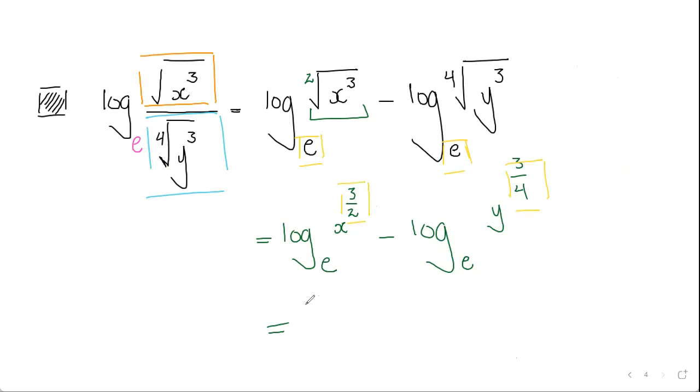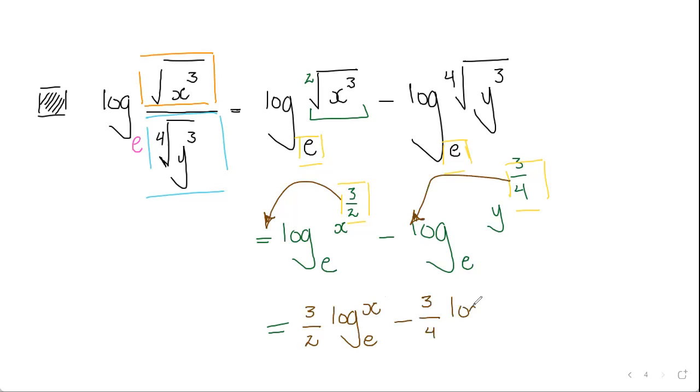Then it becomes 3 over 2, because I can just take this now as a coefficient of the log of x with respect to the base e, minus. The same thing happens with the other coefficients. 3 over 4, the log of y with the base e. And there we are. That's done.